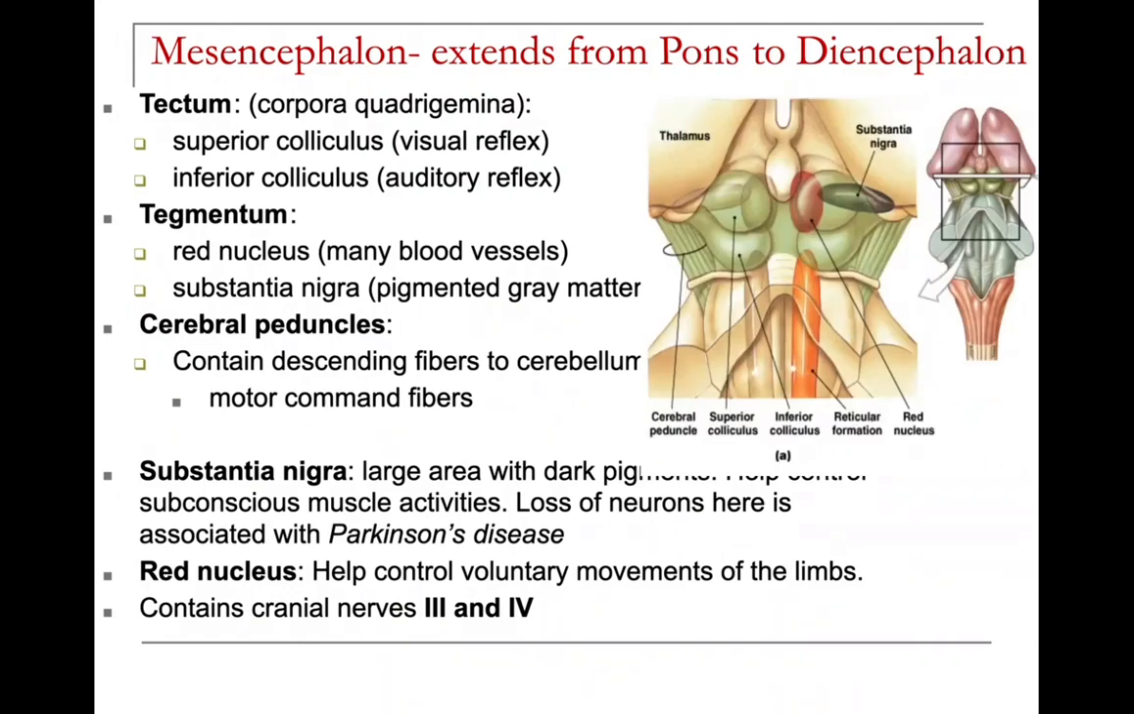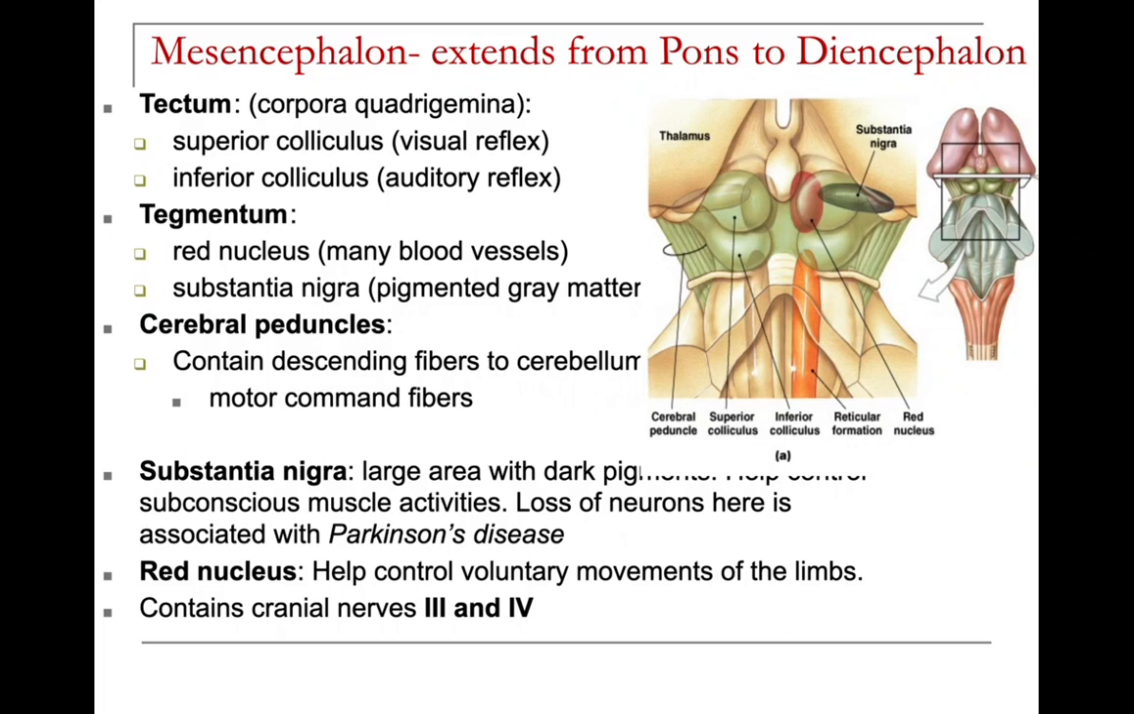The mesencephalon will extend from the pons to the diencephalon. So we've got the tectum, also called the corpora quadrigemina. Here you've got the superior colliculus that's involved with the visual reflex, the inferior colliculus with the auditory reflex. The tegmentum is going to have the red nucleus. It's that way because it has a lot of blood vessels in it. And the substantia nigra, which is a gray pigmented area. And then the cerebral peduncles.